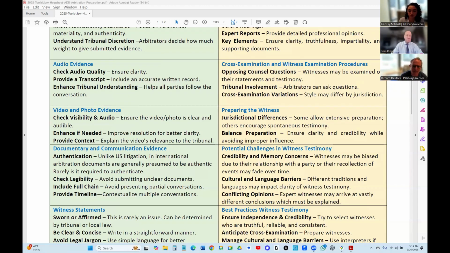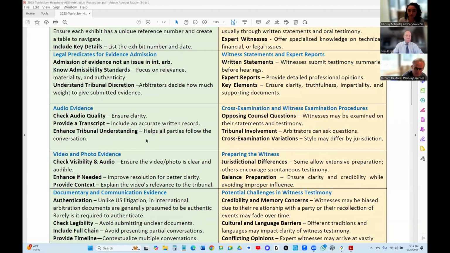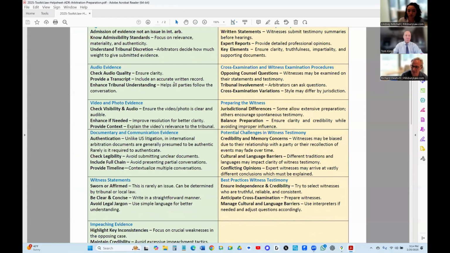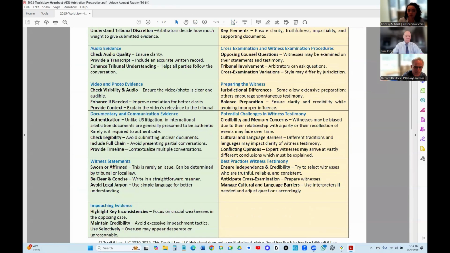So pay close attention again. The scope of document production is often more limited than in litigation. So think about this when you're going into an international arbitration. If you're going in and you're just hoping that there's going to be this broad discovery and it's going to help you build your case, that's not often a sound strategy in international arbitration.